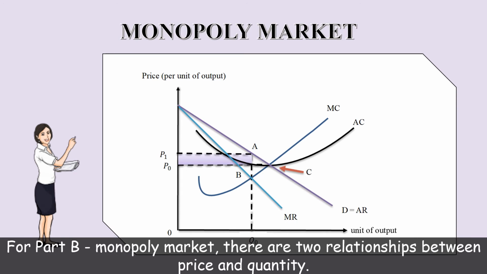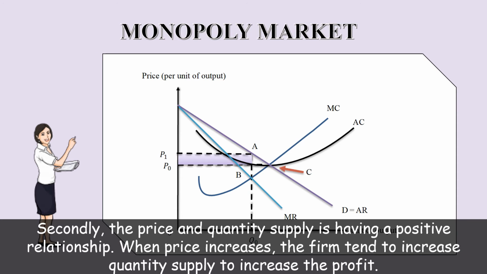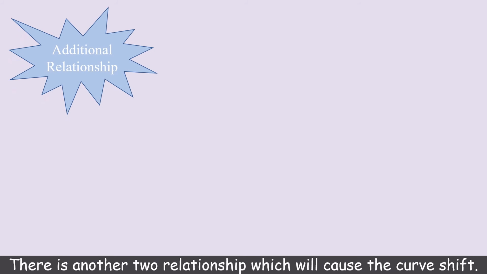For Part B, the monopoly market, there are two relationships between price and quantity. Firstly, the price and quantity demanded have a negative relationship. When price increases, quantity demanded will decrease. Secondly, the price and quantity supplied have a positive relationship. When price increases, the firm tends to increase its quantity supplied to increase the profit. All these changes will only cause movement along the curve.